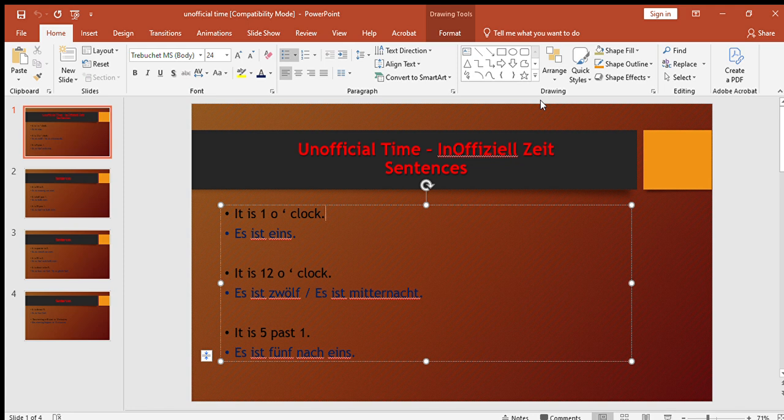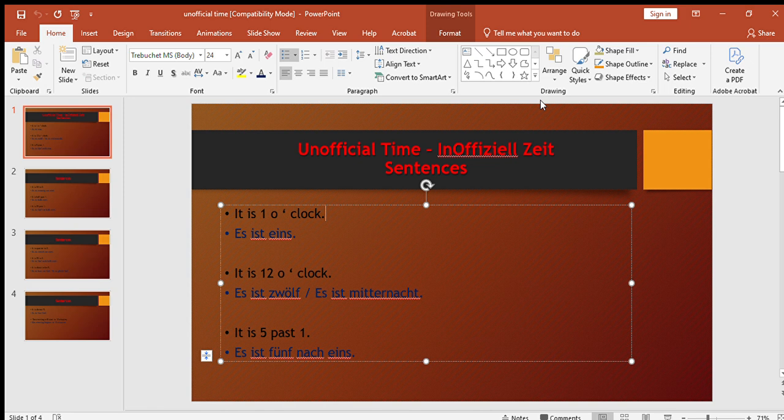It is 1 o'clock. In German you can say Es ist eins. It is 12 o'clock. Es ist 12. Oder es ist Mitternacht.